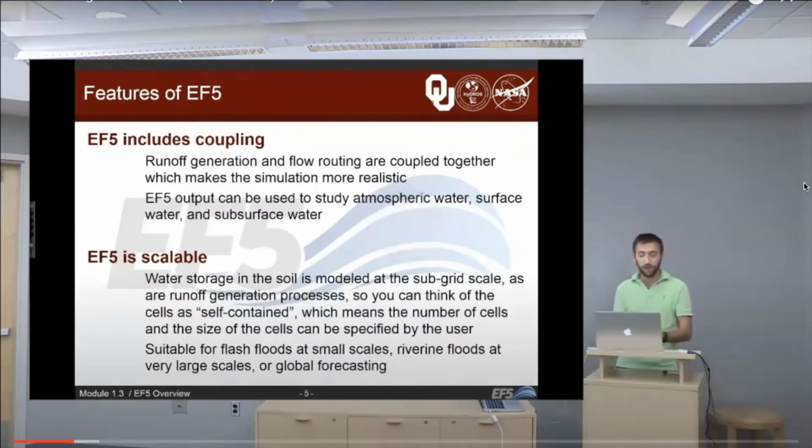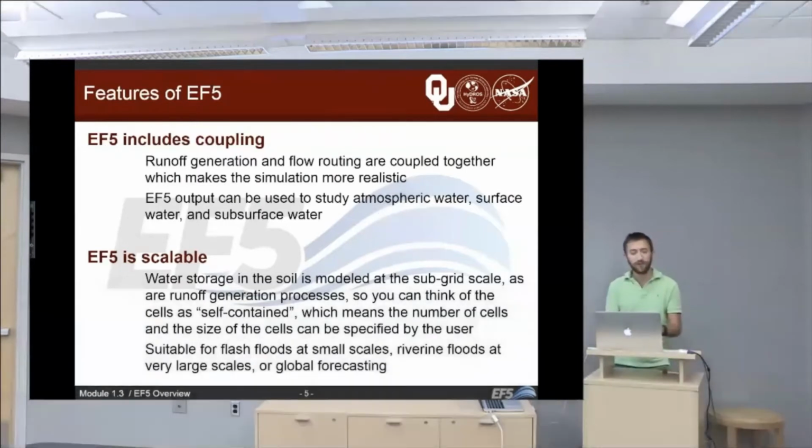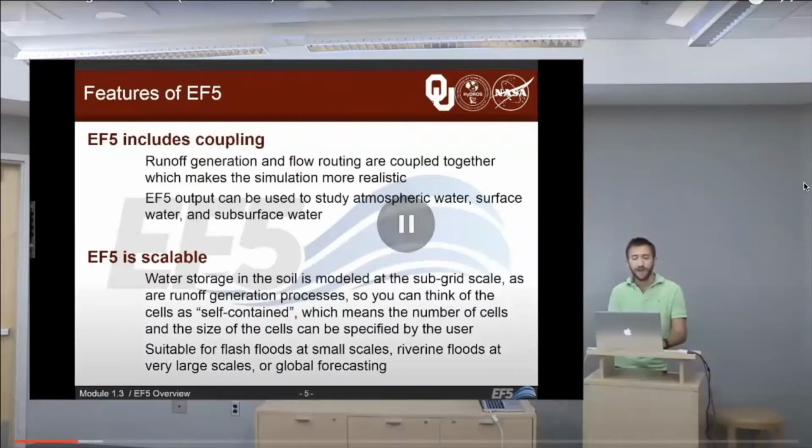Kind of its own model. And that means that the number of cells and the size of the cells can be specified by the user without adversely affecting the model accuracy. Instead, all it really affects is the amount of time it takes the model to run.